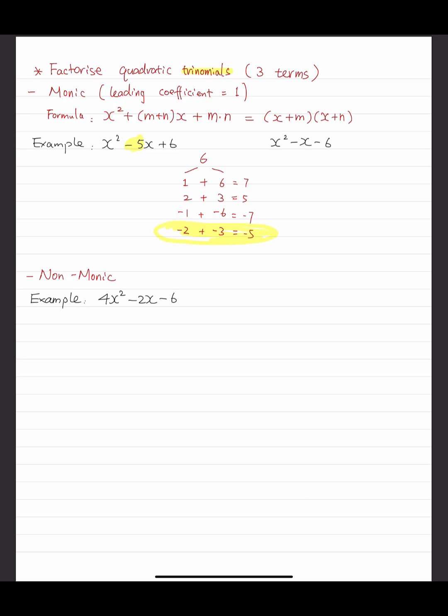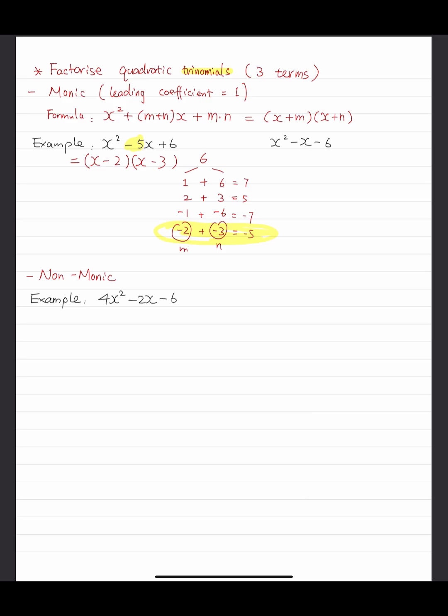Tells you this negative 2 is going to be m, this negative 3 is going to be n. Doesn't really matter which one you choose for m or n, because as they are multiplying, switching won't make any difference, okay? You can say this expression can be factorized as x minus 2, x minus 3.